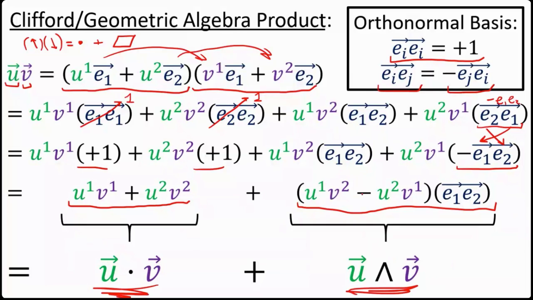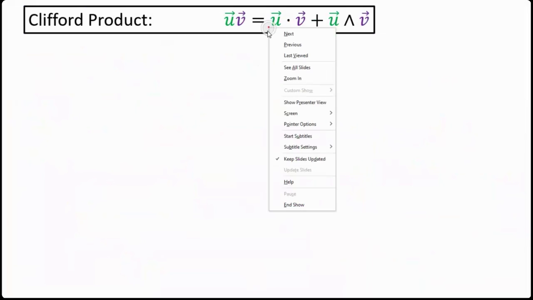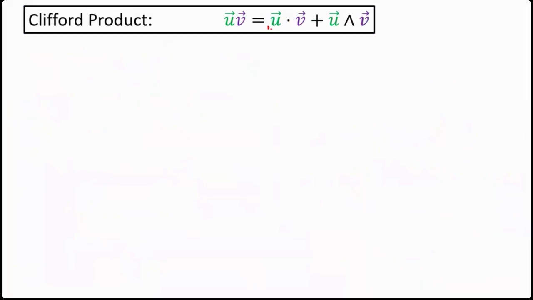And you can see here, if I did this in the opposite order, then this would be a plus and this would be a minus, which would be negative u wedge v, which is also positive v wedge u. So basically the Clifford product, you could do it manually with the components, but you could also say it's the dot product plus the wedge product if you wanted.